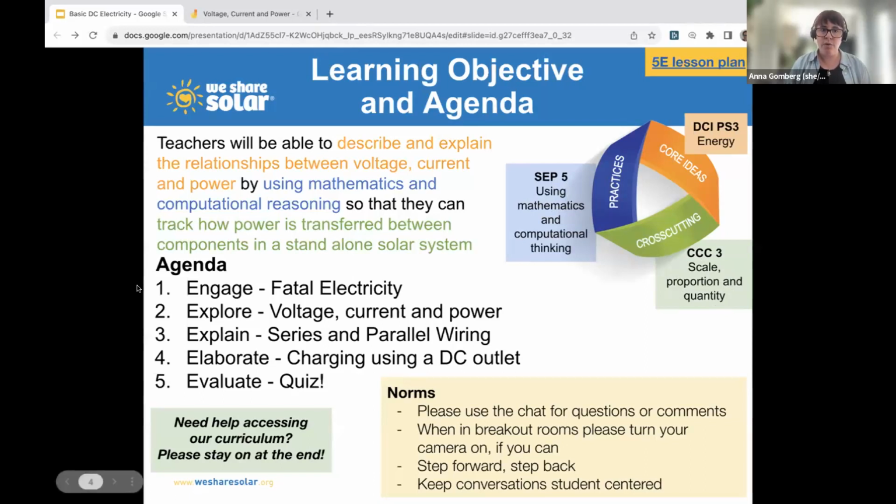And here's our agenda. So engage, explore, explain, elaborate, evaluate. It's going to be pretty quick because we only have an hour. But we're going to go through the 5 steps with a quiz at the end, a couple of activities. Hopefully it will be engaging.